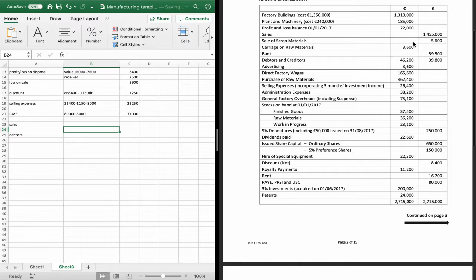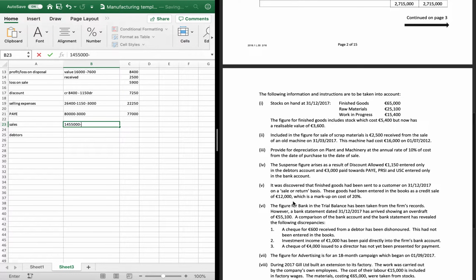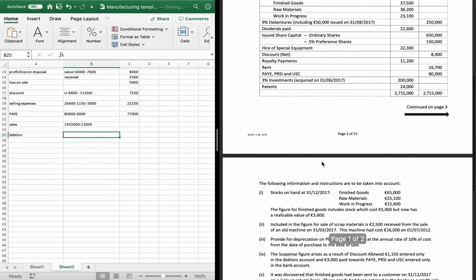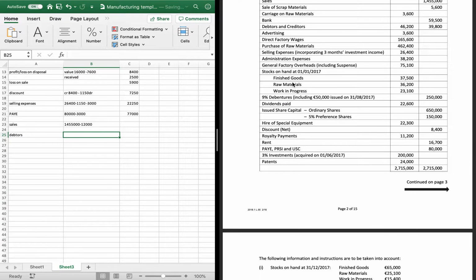So sales is 1455, and we need to take that down by 12,000. Debtors is the same. Debtors need to go down by 12,000 as well. So debtors is 46.2, and we take 12,000 away.